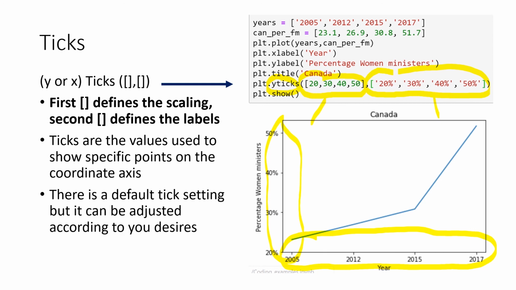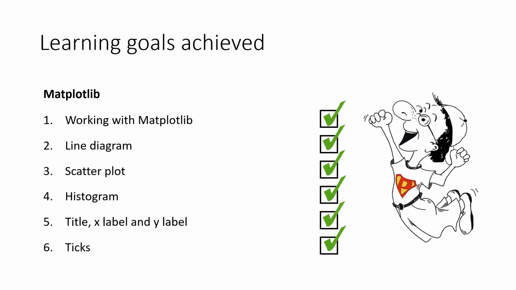And that is why ticks can become quite useful if you really want to make a nice chart that really tells a story. So the learning goals that we have achieved for Matplotlib is working with Matplotlib. We did the line diagram, the scatter plot, and the histogram. And then we also learned how we can add title, X label, Y label, and how we can change the scaling of a graph by applying ticks to our chart. There are also many other different use cases with Matplotlib, but you can also look them up yourself on the internet.